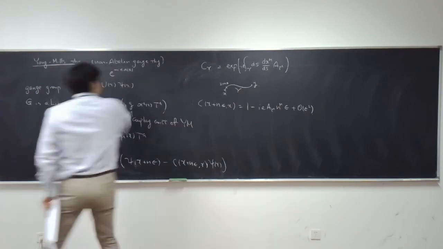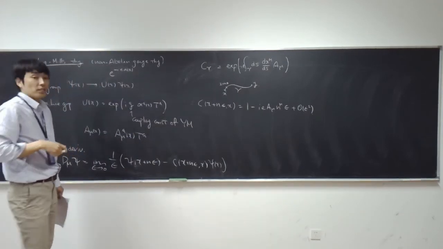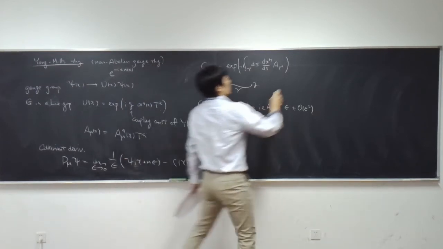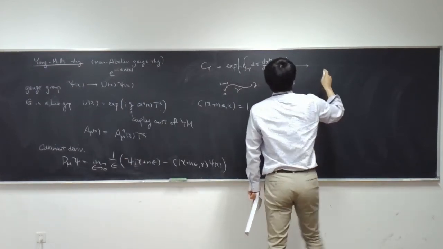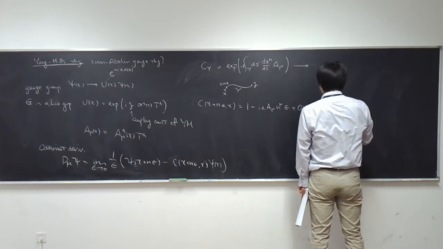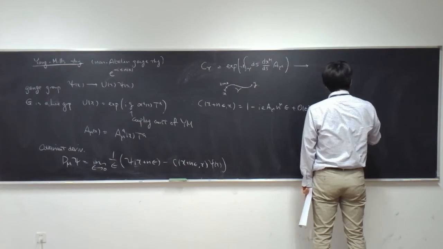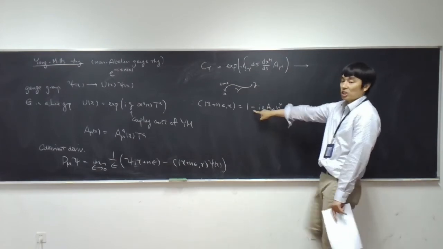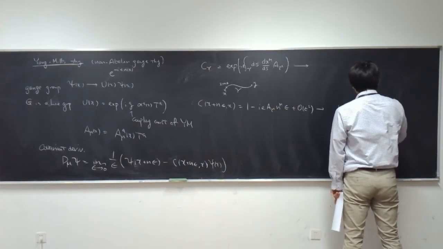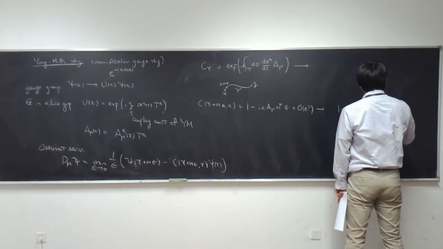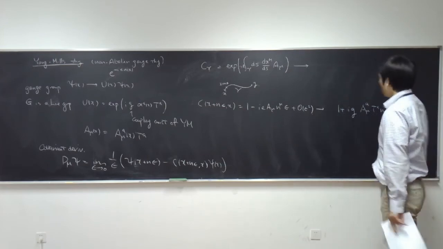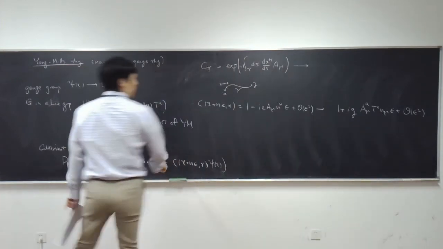Now here we need to generalize it to the non-abelian gauge group. This is easy to generalize. This is just 1 plus i g A_mu^a T^a epsilon plus order epsilon squared. The sign is flipped because of the e to the g. Plug that back into here.